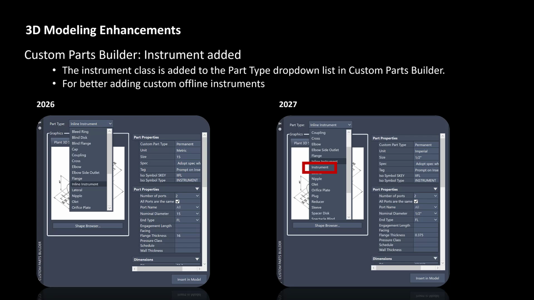And finally, the custom parts builder now includes the instrument class in the part type dropdown. Formerly, only inline instrument was available, but not instrument itself. This makes it much easier to create and manage custom offline instruments, bringing instrumentation fully into the custom parts workflow. Compared to earlier versions, this closes an important gap and gives you more flexibility when working with custom or non-catalog instrumentation.